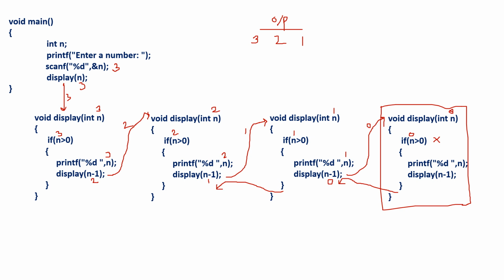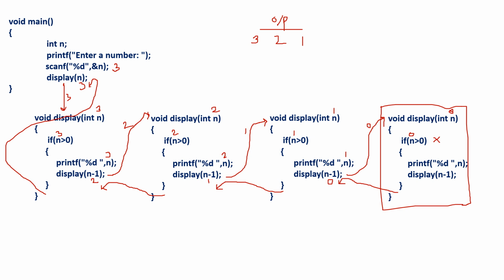Again the control comes to display of 3. Again there are no more statements in display of 3, and once this function is completed, then the control goes to the main function. Again there are no more statements in the main function. So in this fashion the recursive functions are called. This is the logic in this particular program.